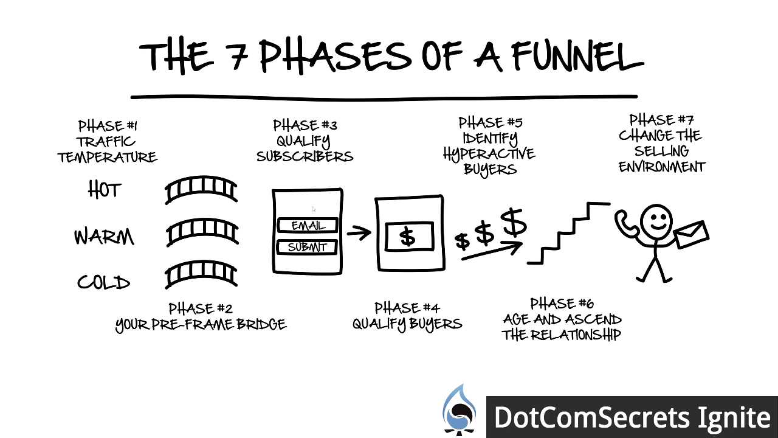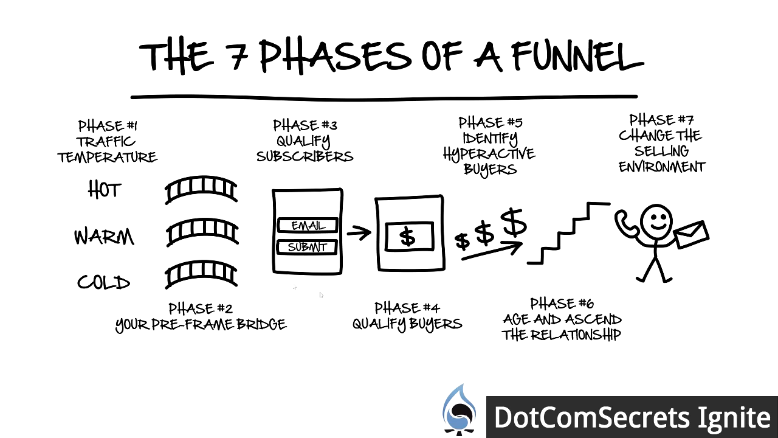For example, in the how to make money market, cold traffic, my headline over here has got to be something about how to make money, whereas hot traffic could be like, hey, how to make money in webinars, right? Because they already know they want to make money. They're looking for the solution. Okay, they're solution aware, they're product aware, things like that. Okay, phase number one, traffic temperature. Phase number two is your pre-frame bridge.